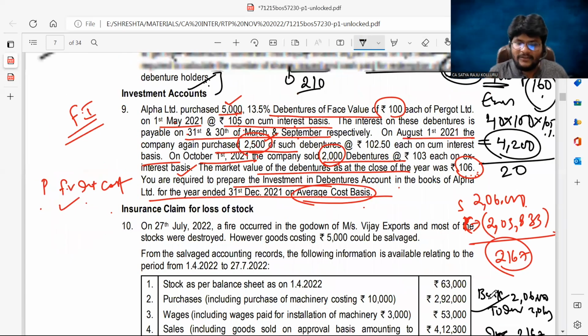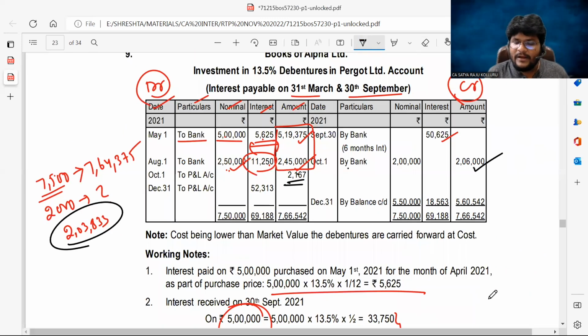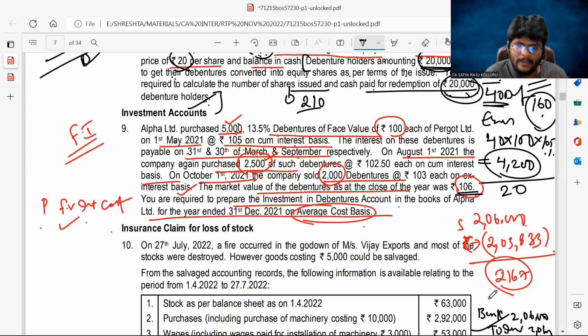Come down. The final transaction is pending, which was carrying value of the debentures at 106. Out of 7,500, we already sold 2,000. Only 5,500 debentures are there. So 5,500 into 106, guys, which is 5,60,542. If you want, you can calculate 5,500 into 106. Sorry, this is market value. This is not the cost value. This is given as the market value.